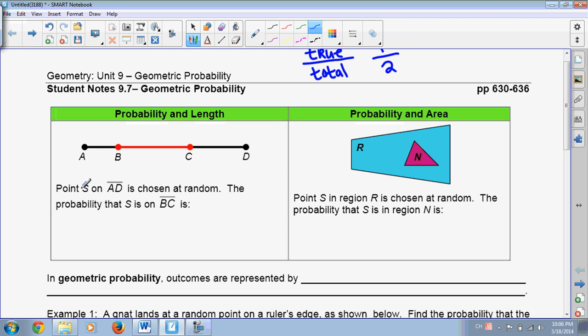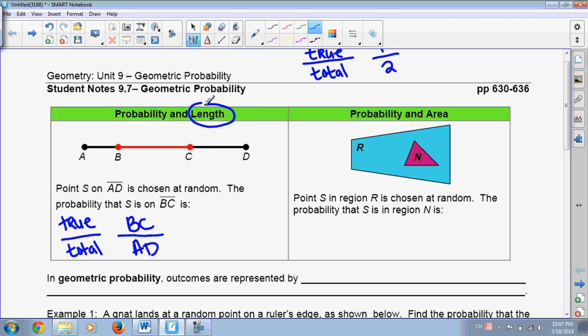Point S on AD, so we're looking for the probability that a point S, it's not on here yet, but if we were to put point S on here, that it would be on the section chosen at random from A to D. What is the probability that point S would be between the points B and C? What would make it true is if S were between B and C. We don't have a value or a length, but we know the length of BC would make it true over the whole thing. Our whole line is AD. So what would make it true would be if point S was on BC over the whole thing, or the total, which is AD.